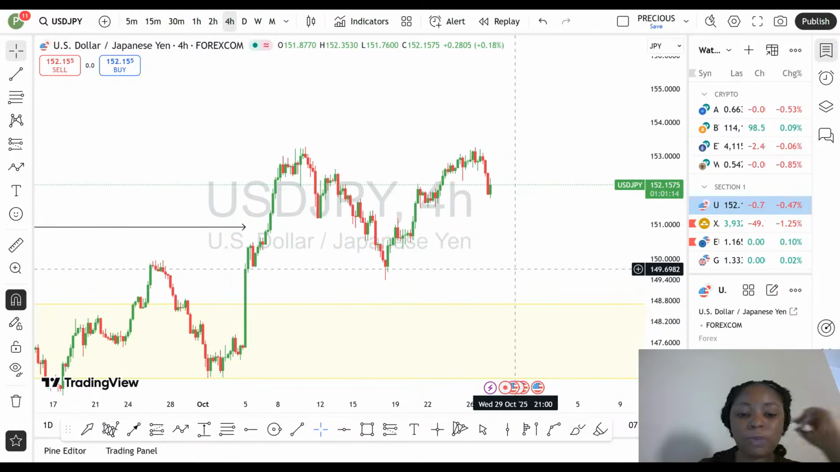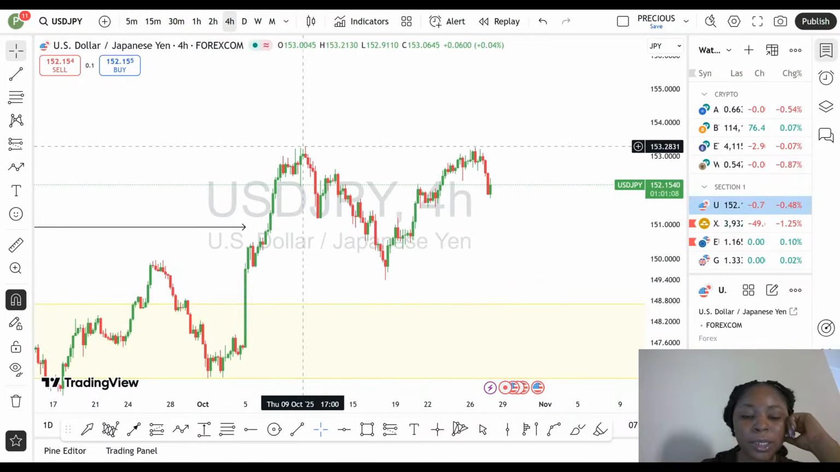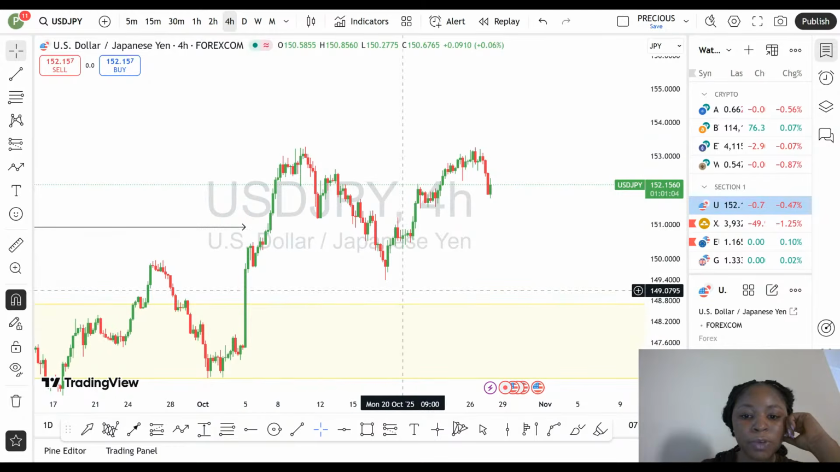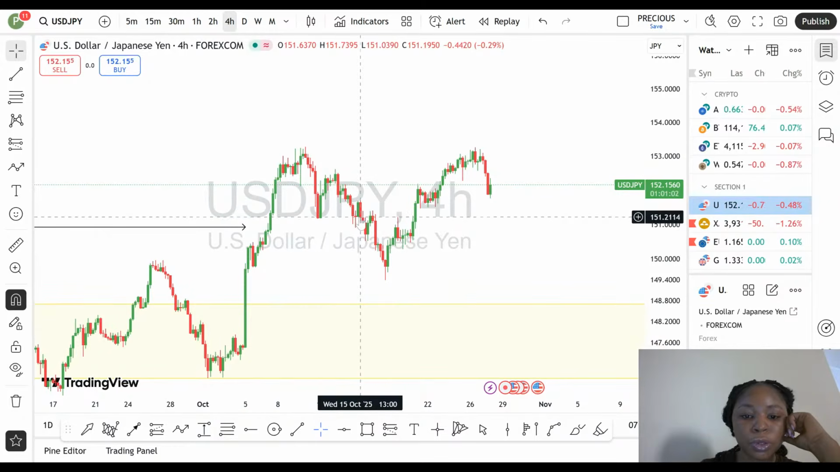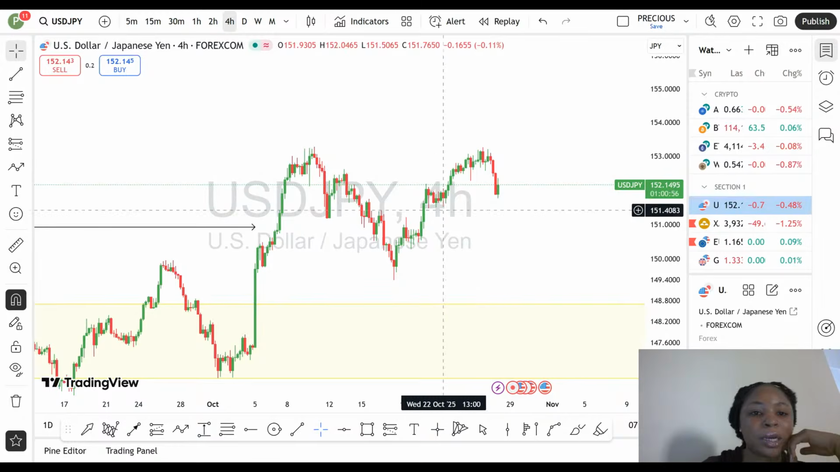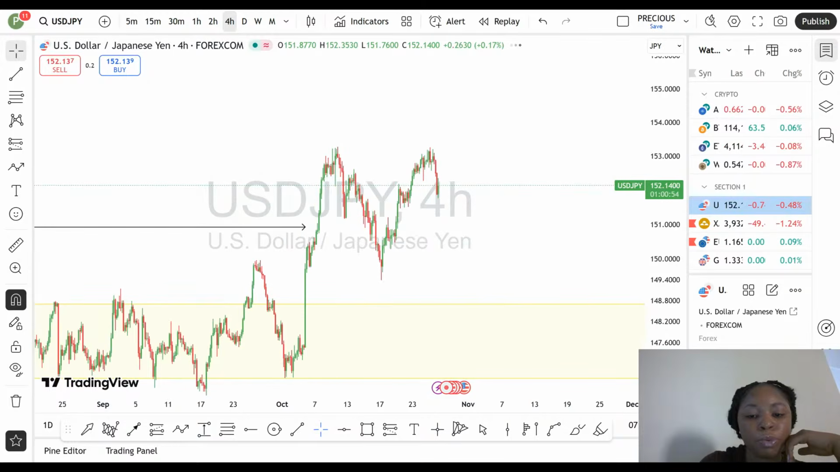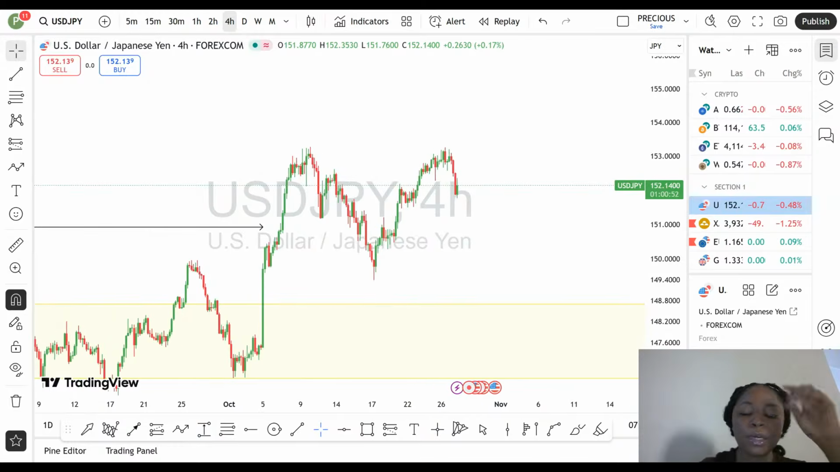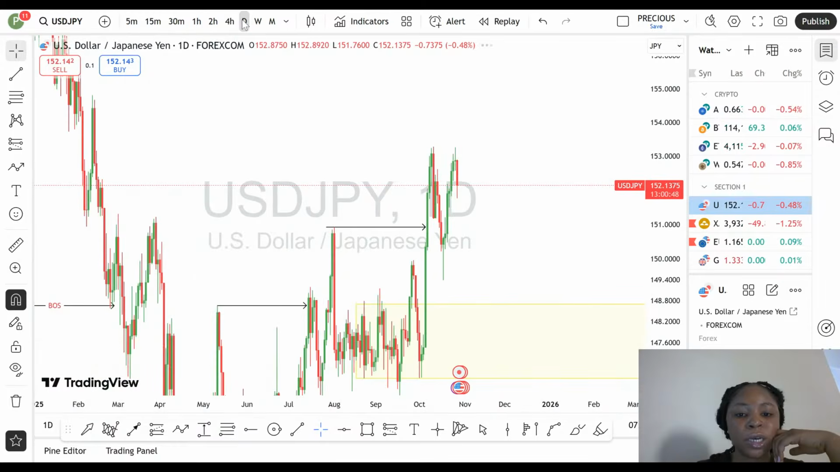Can you see in 4 hours we have a break of structure? So market moved, created this high, gave us this low here, created this high and moved again. So here we have a break of structure to the downside, and price has already mitigated that region. So we are expecting a pullback. This is another possibility that can happen in the market.